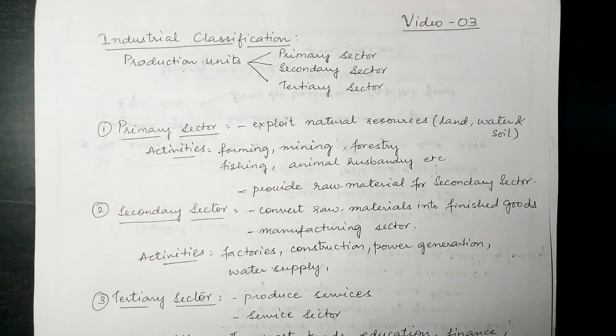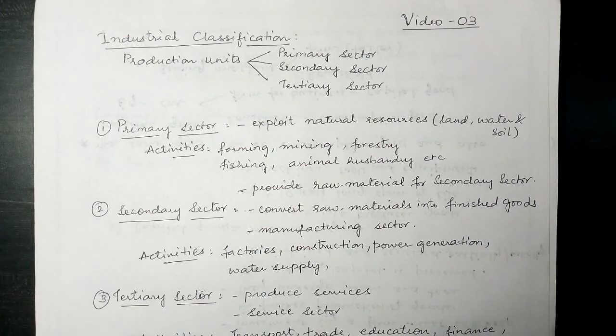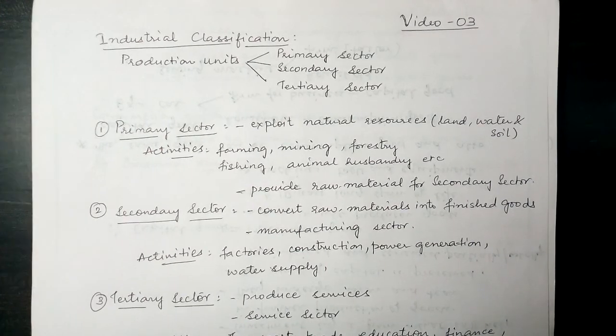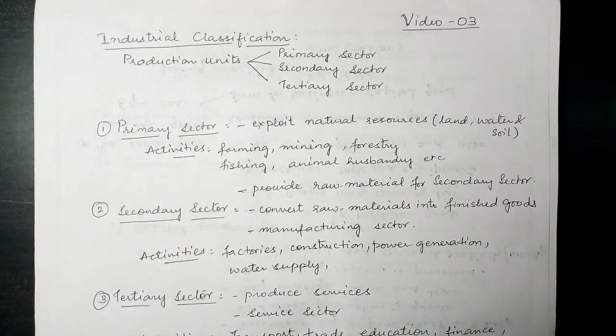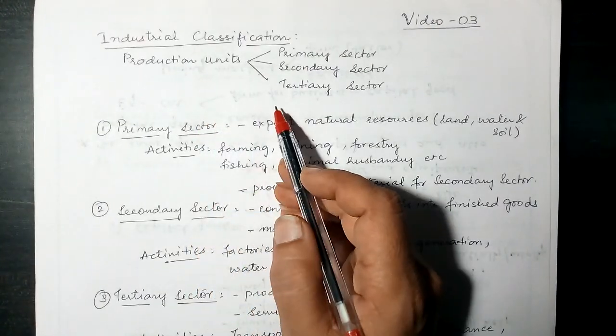Continuing with the basic concepts. In the previous video, we learned about classification of goods, that is the capital goods and the consumer goods, the stocks and flows, and depreciation. Here we are going to learn the industrial classification.